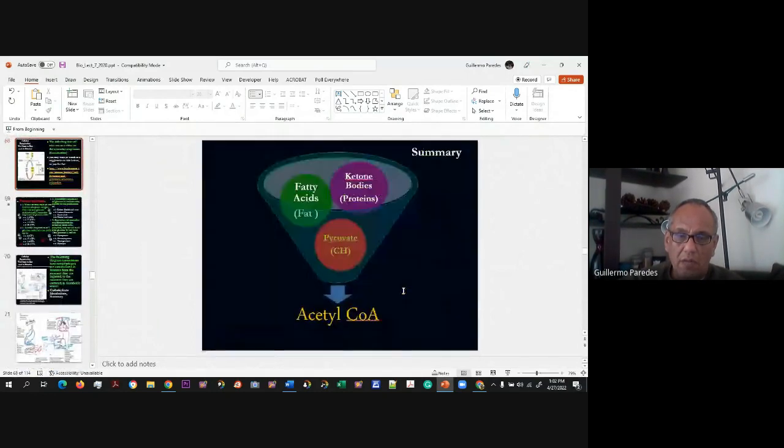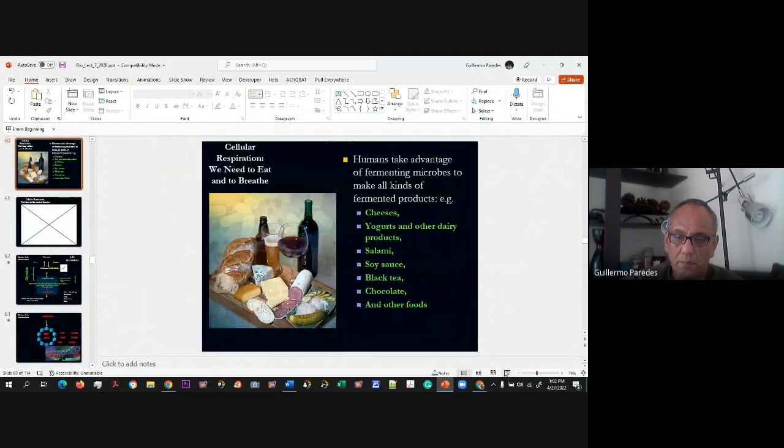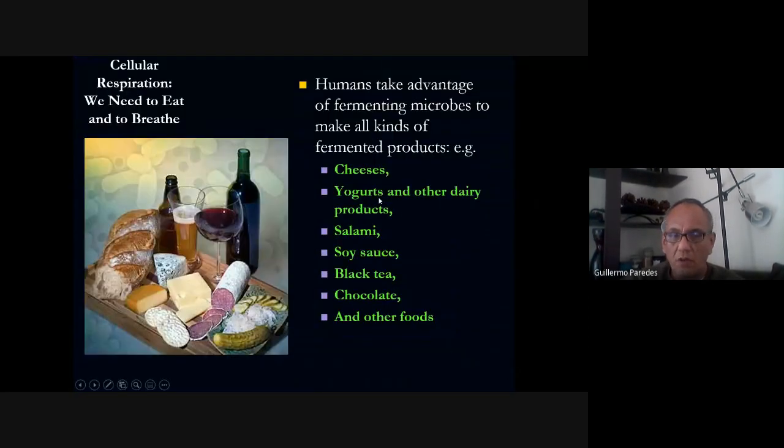Okay. So I'm going to use 5 more minutes in order to review this. So the fermentations are going to be cheese, yogurt, salami, soy sauce, black tea.